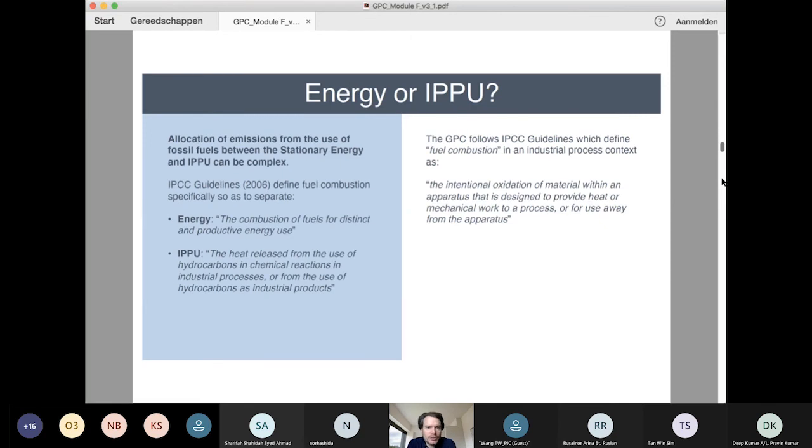Okay, so the next question then becomes energy or IPPU. This is a really big question in terms of where you report the emissions.